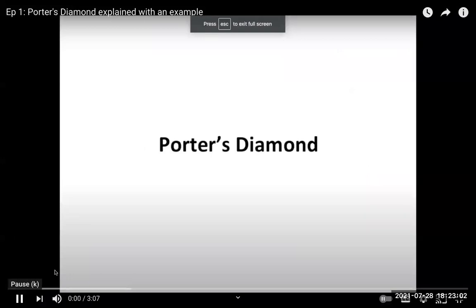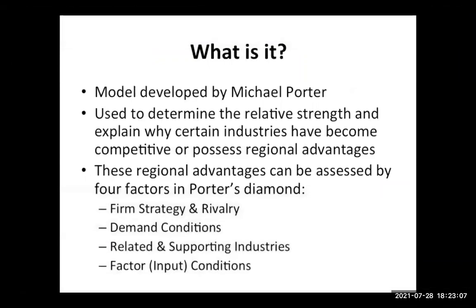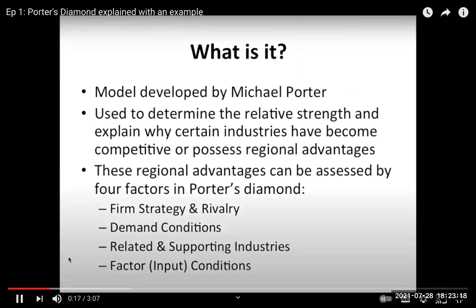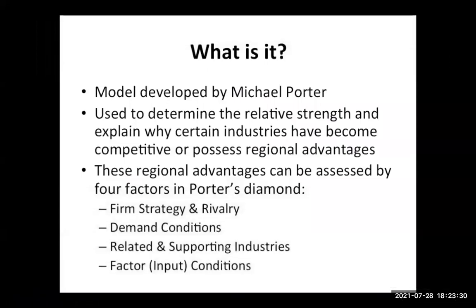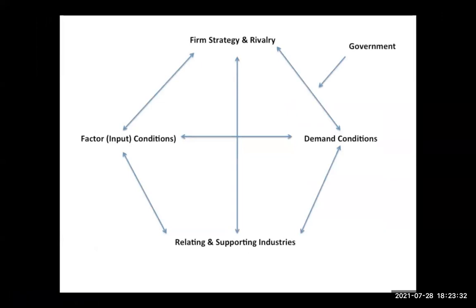Let's bring this back. In this short video, I'll summarize the concept of Porter's diamond. Porter's diamond is a model developed by Michael Porter. It is a tool which is often used to analyze the external competitive environment or marketplace, which helps companies to determine the relative strength and explain why certain industries have become competitive or possess regional advantages. In this model, the regional advantages can be assessed by 4 factors, which include firm strategy and rivalry, demand conditions, related and supporting industries, and factor input conditions. This is a graphical representation of Porter's diamond, showing how the 4 factors interact. There are also times when the government could also influence a regional advantage.